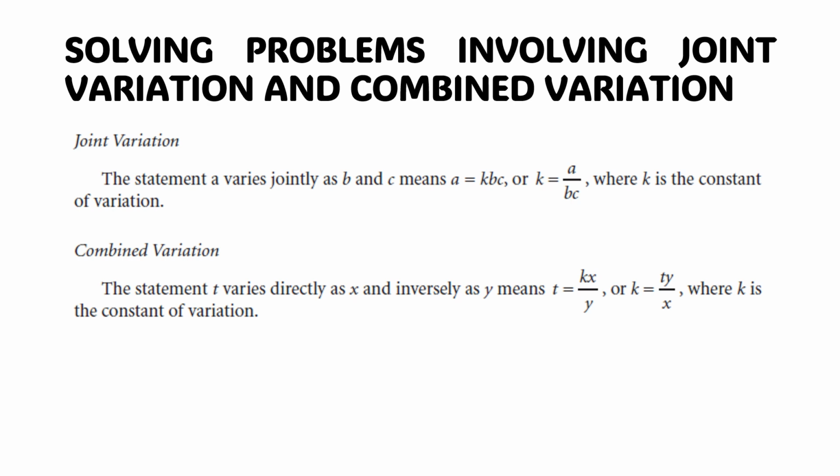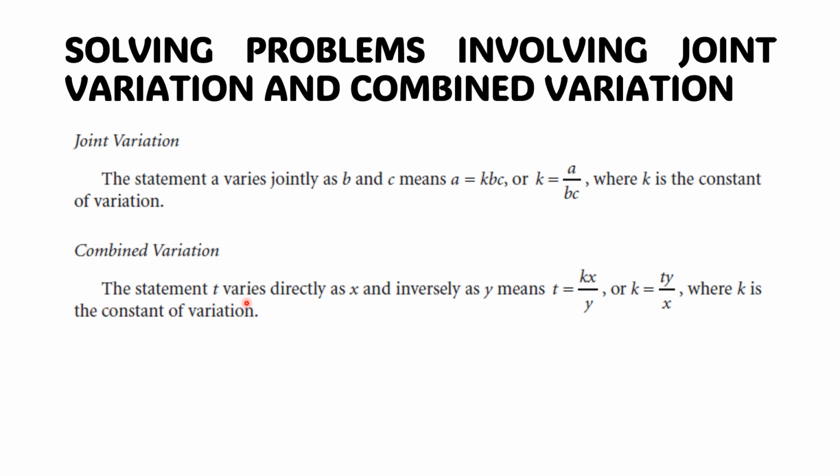But before that, let's review. When you say joint variation, the statement A varies jointly as B and C means A is equal to KBC, or the constant of variation K is equal to A over BC. And for the combined variation, there are two kinds: we can have joint variation with inverse variation, or we can have direct variation and inverse variation.